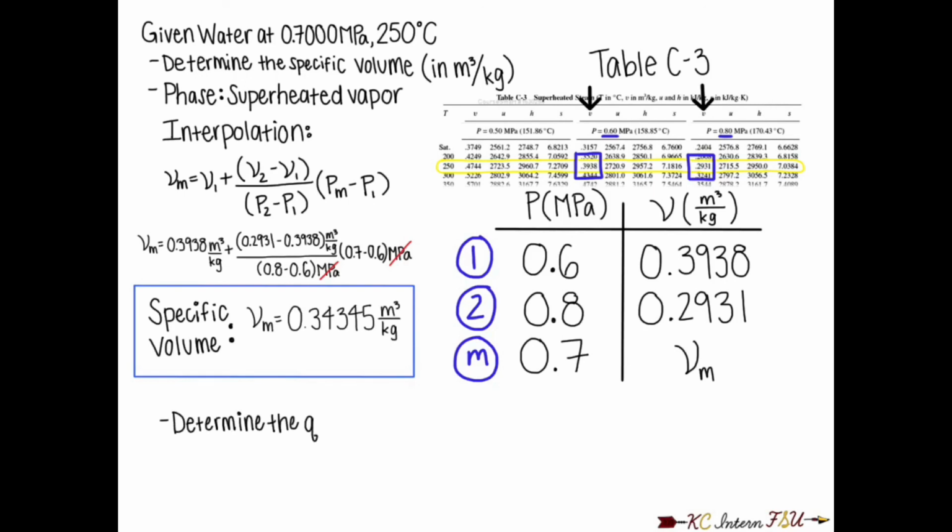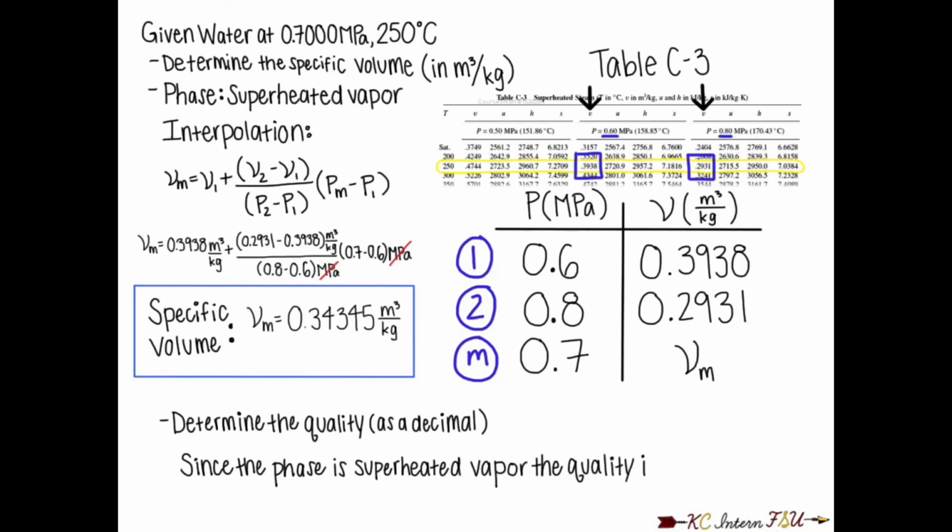Lastly, we will determine the quality of our water as a decimal. Since the phase is superheated vapor, the quality is undefined. And that's it.